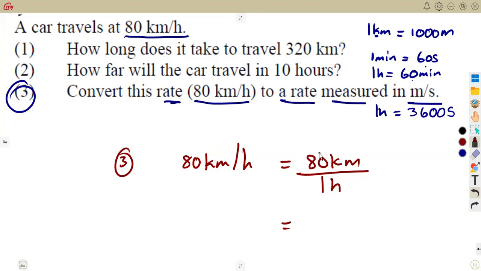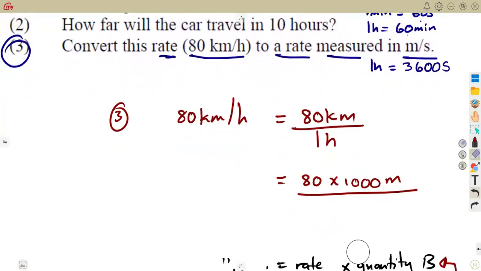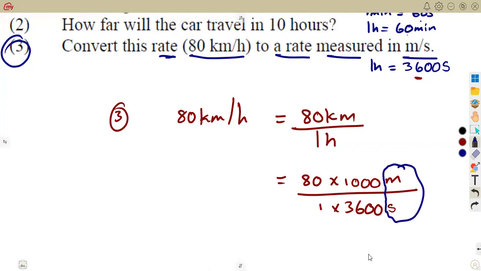So 80 kilometers converted to meters, we have to multiply by what? 1,000, because 1 kilometer is 1,000 meters. What about 80? It is going to be 80 times 1,000. We are converting to meters, because we need meters per second. The same thing, you move on to this one, 1 hour to seconds. Remember, 1 hour in seconds is 3,600 seconds. So this is what we have. Meters per second, meters over second. That is what it means.